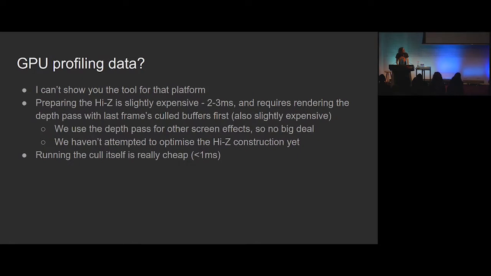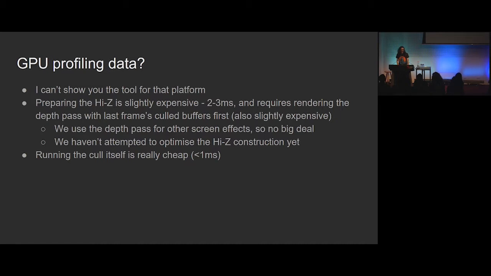Unfortunately, I can't really show you the GPU side profiling data because they're all unique tools for every platform, and I don't really want to go running around NDAs and that kind of thing. But I can tell you that preparing the Hi-Z mipmap is the most expensive part of this operation. It's about 2 to 3 milliseconds, and it does require rendering the depth pass. So when we render the depth pass, we're using all the culling results from the previous frame. Technically, our depth map might be a tiny bit wrong, but given we're using it for culling and this frame's image effects, I don't really mind too much.